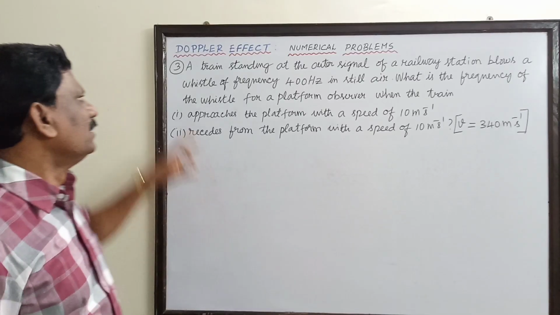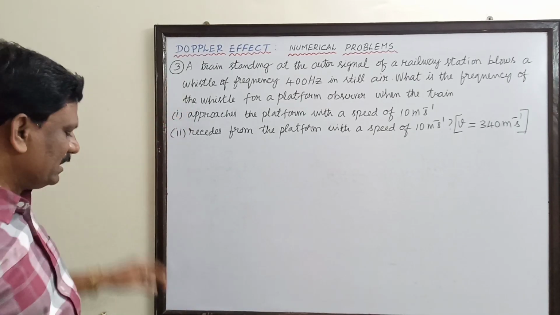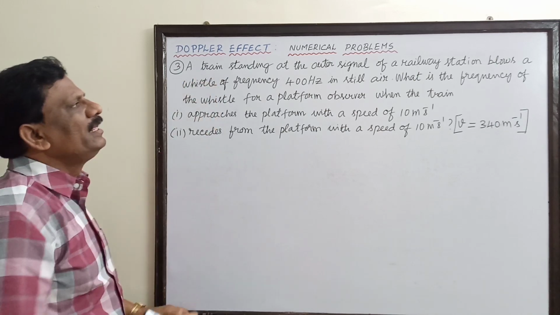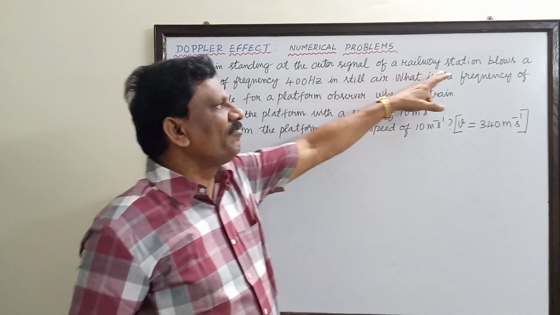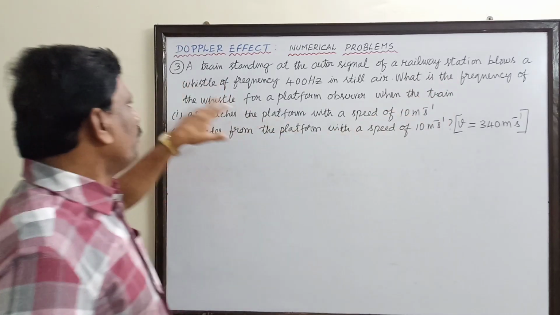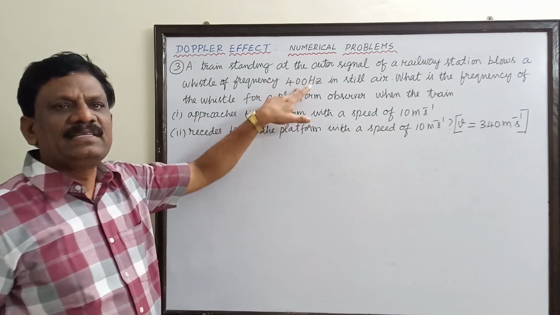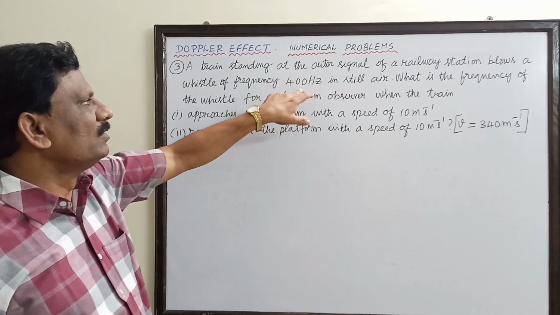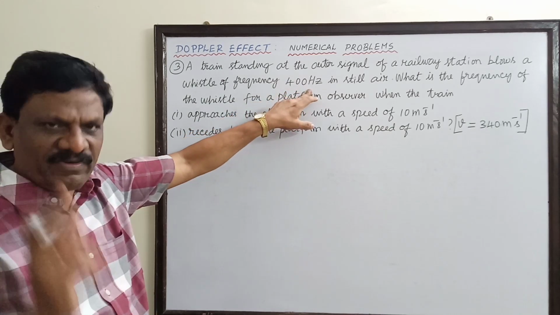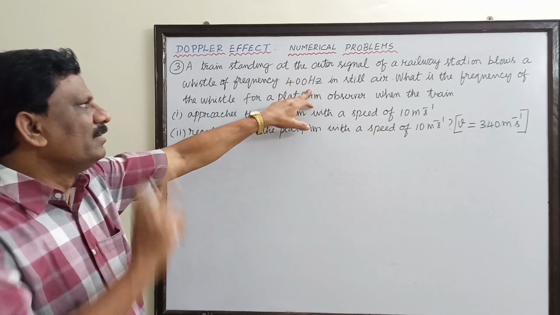Hi students, problem number 3 in Doppler effect. A train standing at the outer signal of a railway station blows a whistle of frequency 400 Hz. So 400 Hz is the actual frequency emitted from the whistle.